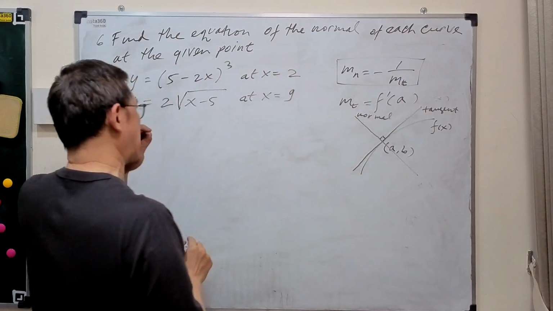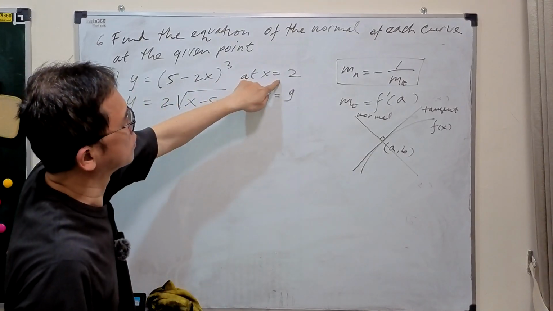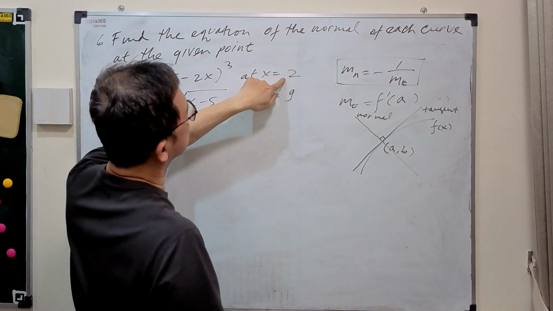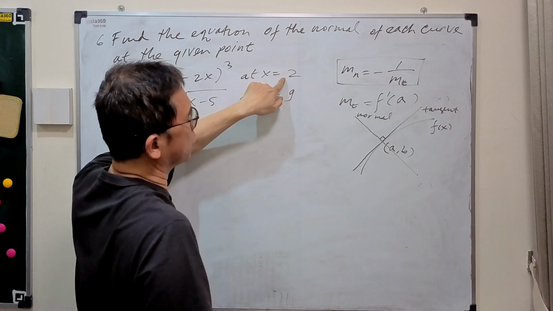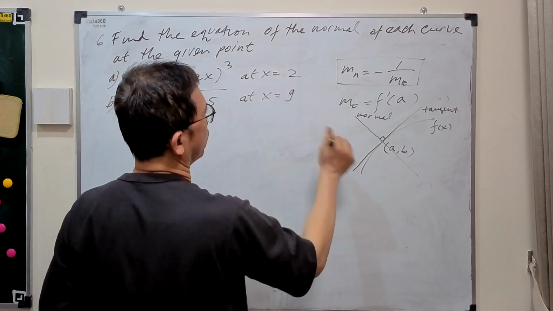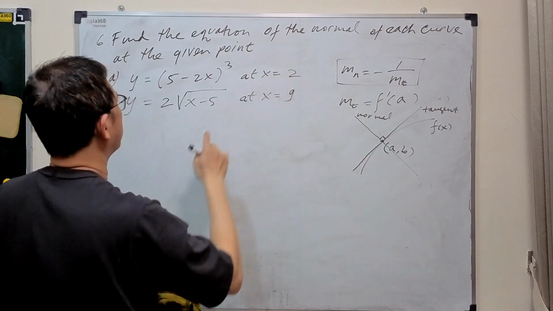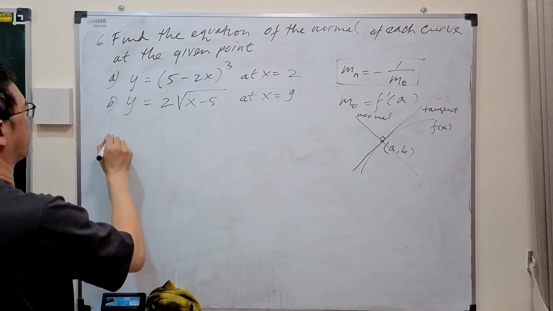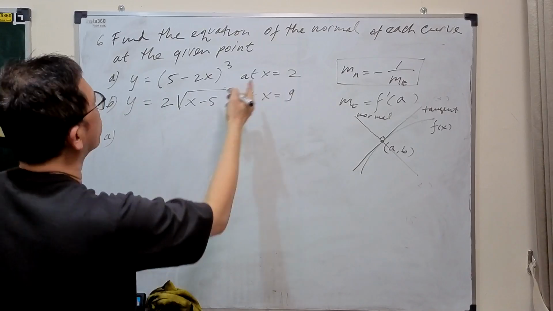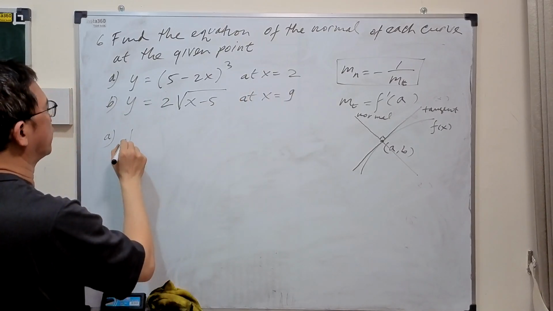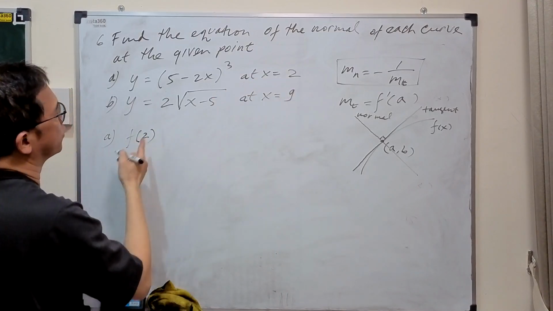But you see the problem here: the x coordinate is given, but we do not yet know the y coordinate of the tangential point. So we have to find it. We can find the y coordinate: f(2) will be the y coordinate.